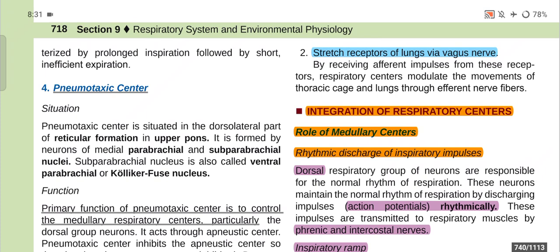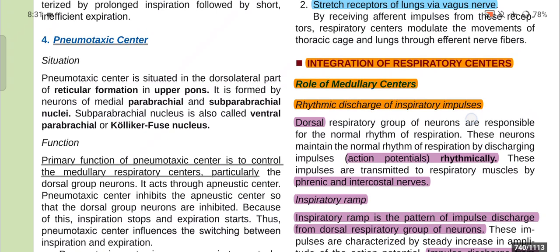Now, integration of respiratory centers. What are the roles of medullary centers? The first role is rhythmic discharge of inspiratory impulse. The dorsal group of respiratory neurons is responsible for the normal rhythm of respiration. These neurons maintain the normal rhythm of respiration by discharging impulses, or action potentials, rhythmically, and these impulses are transmitted to the respiratory muscles by the phrenic and intercostal nerves.